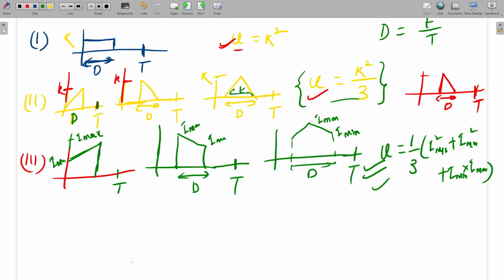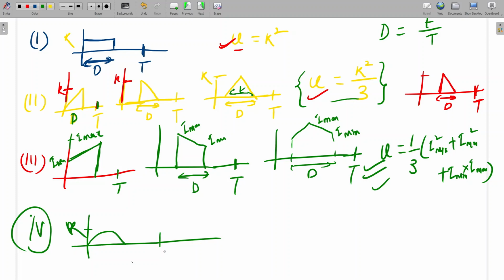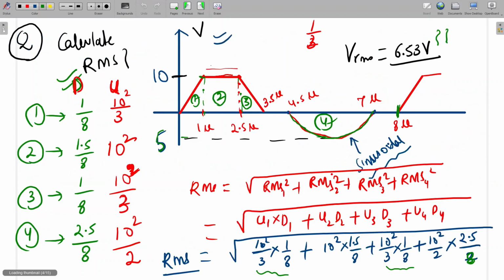Okay. So on the fourth kind of waveform, I already told you if a sine will be present anywhere, a peak will be there. Let's say this is k, this is t. So what will be the U? U will be k square by 2. Is it clear? So if any combination of this waveform comes, you can apply it like this, whatever I have told here. I think it will help you all.